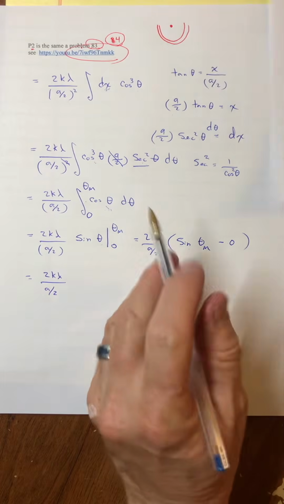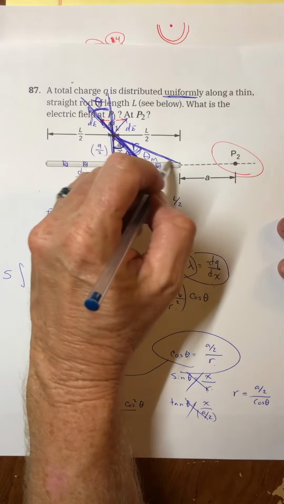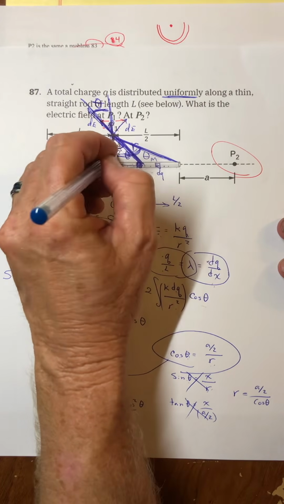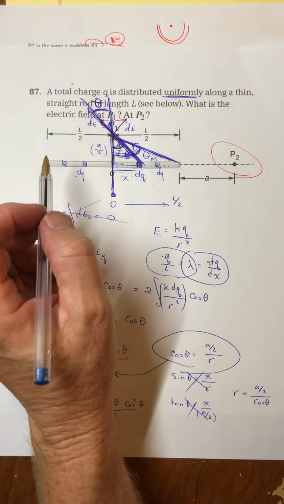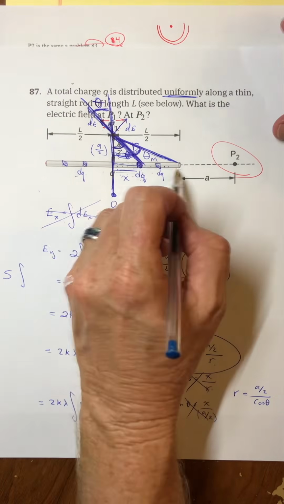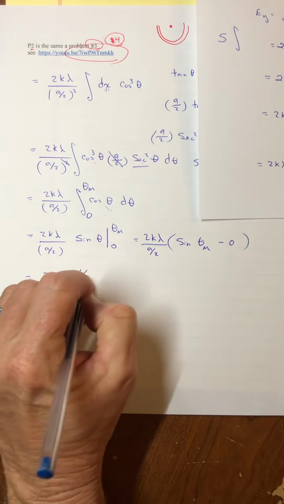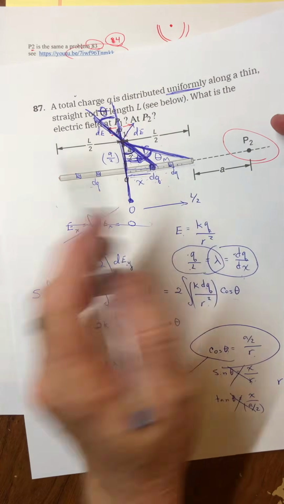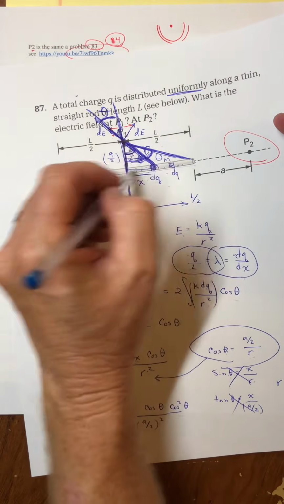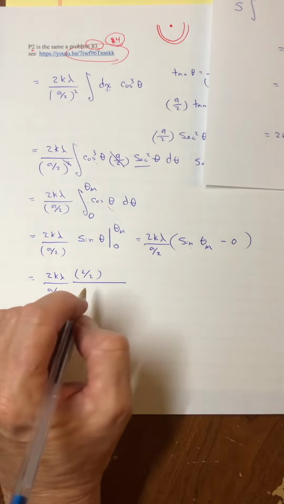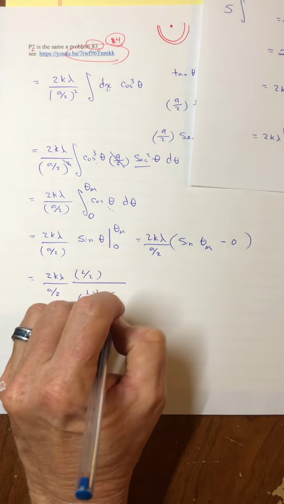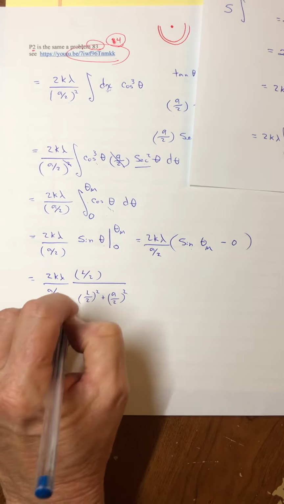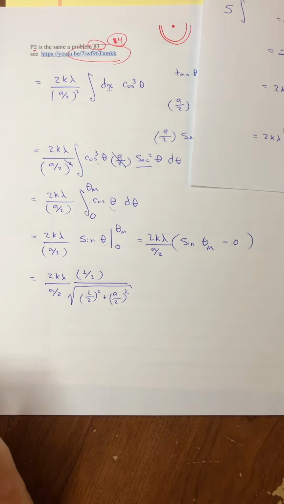Okay. Now, we can actually then come over here and actually look at the sine of this thing. So here it is. The sine would be the opposite over the hypotenuse. And the opposite is L over 2. That's how long that is. And the R, we can use Pythagorean's theorem. And so that would be L over 2 quantity squared plus A over 2 quantity squared square root. Nice.